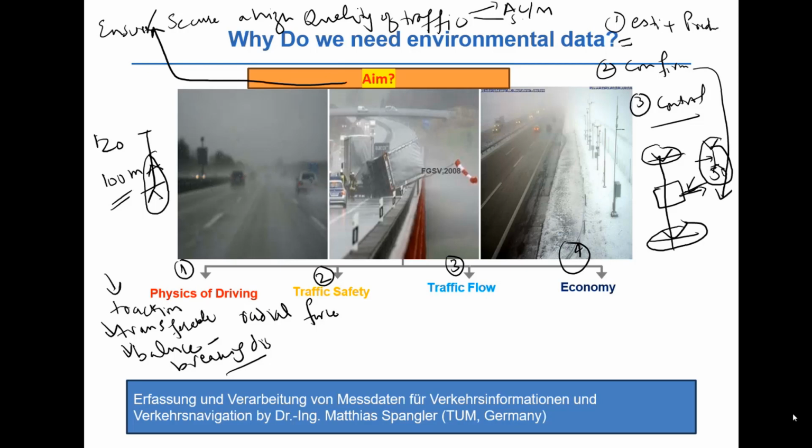The second part is traffic safety. According to one study, more than 17% of fatal accidents are caused only by critical environmental conditions. And of course, the speed is reduced, and the flow q, which is equal to k times v, is also reduced, and of course capacity is also reduced. So this was all about safety, and this is all about traffic flow.